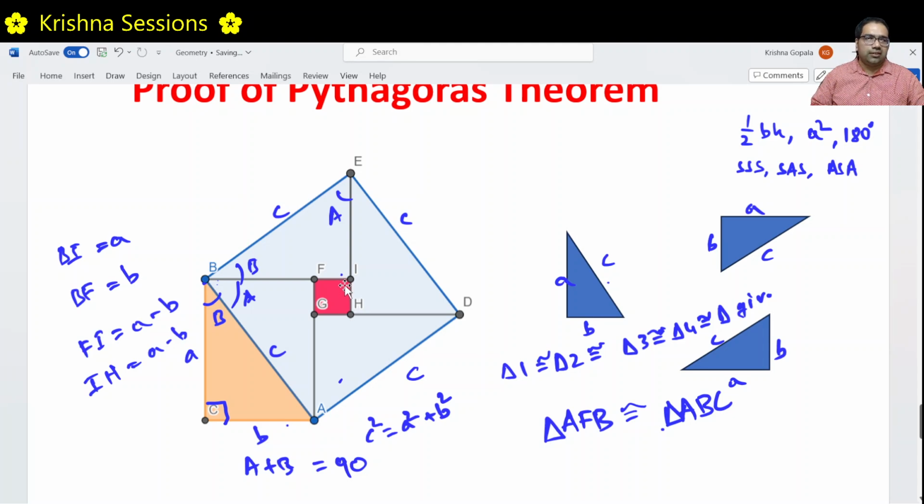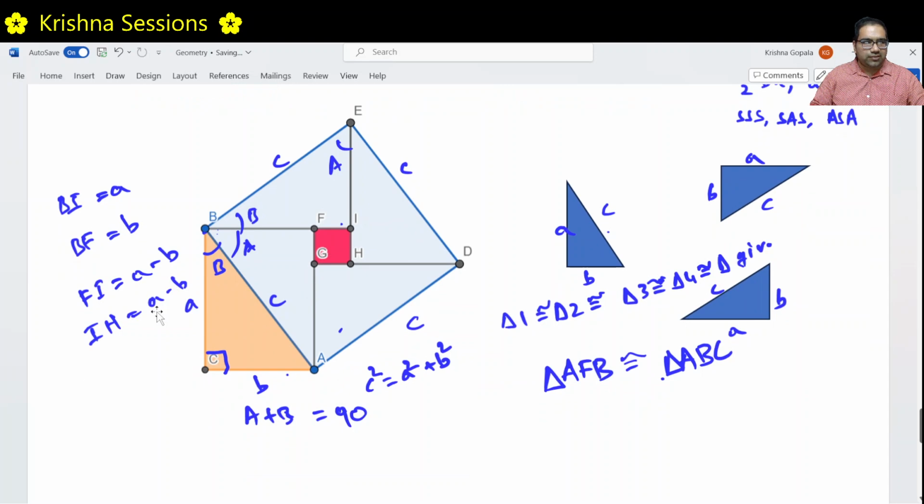What does that mean? FGHI, this part is actually a square. And what is the side of the square? Side of the square is A minus B. Now this is a square and there are four triangles. All four triangles are the same.